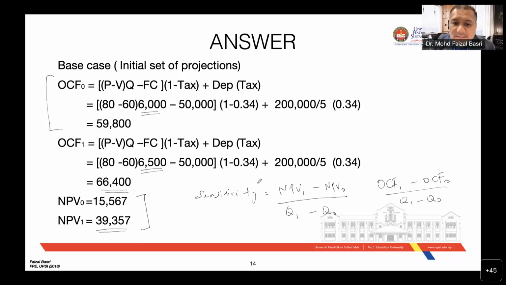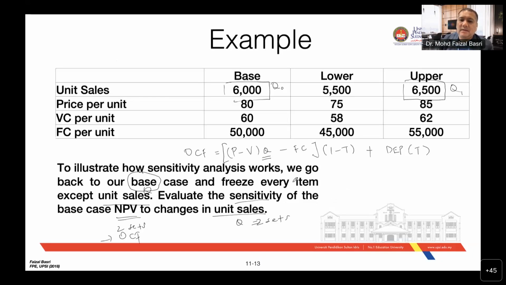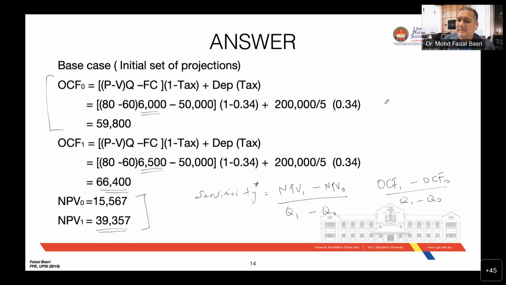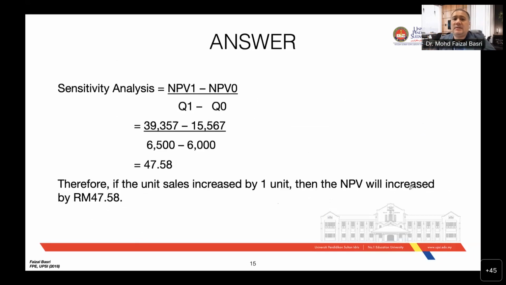So for sensitivity, there's no one standard formula. It all depends on what variables the question wants you to test. In this example, the question asks you to test the sensitivity of NPV versus quantity, so we use these two pieces of information as our formula. Read the question carefully, and if you understand, translate the information to the formula accordingly. Based on what I mentioned just now: 39,357 minus 15,557 divided by 6,005 minus 6,000.